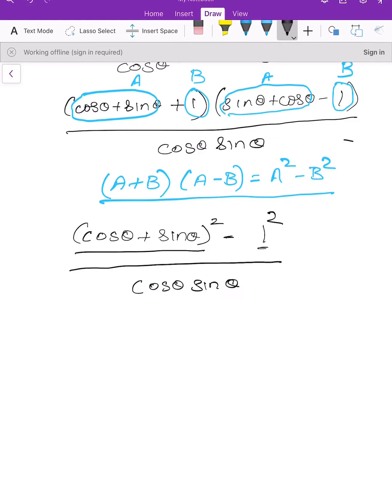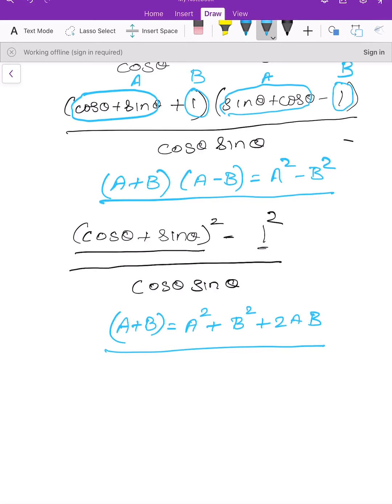Now this is A plus B the whole square. What is the formula for A plus B the whole square? A plus B the whole square is A square plus B square plus 2AB. This is also my algebraic identity. I will use this identity for cos theta plus sin theta, where my A is cos theta and B is sin theta.